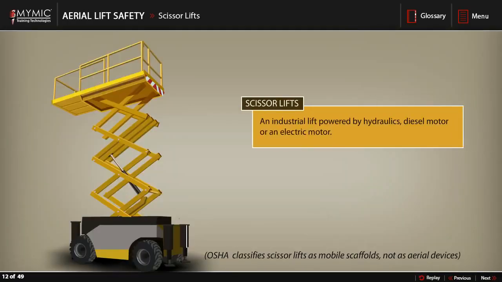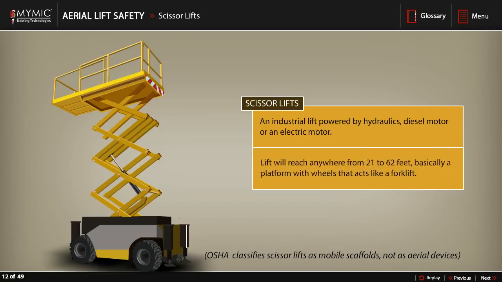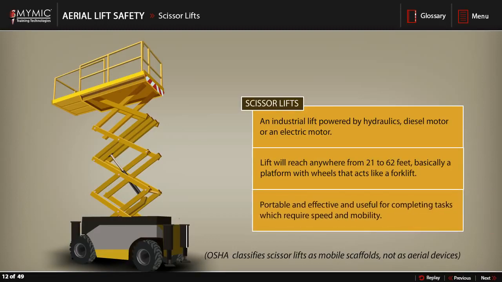Scissor lifts. A scissor lift or table lift is an industrial lift. It is powered by hydraulics, diesel, or an electric motor. This lift will reach anywhere from 21 to 62 feet. It is basically a platform with wheels that acts like a forklift. Portable and effective, this lift is useful for completing tasks which require speed and mobility.